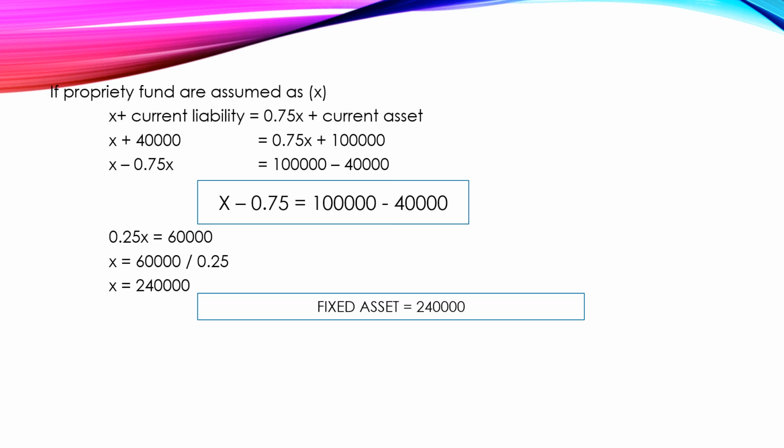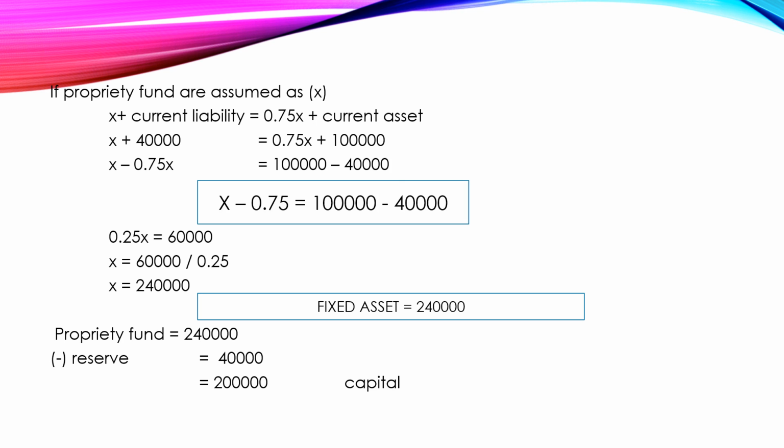Now we are going to calculate the capital amount. Proprietary fund is equal to 2,40,000 minus reserve 40,000. Therefore, the capital value is 2 lakh.